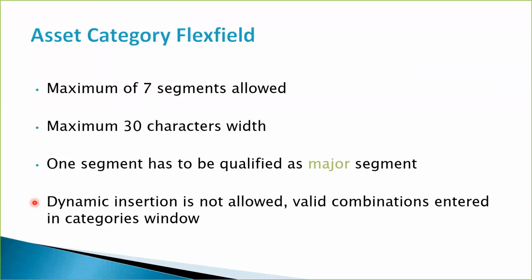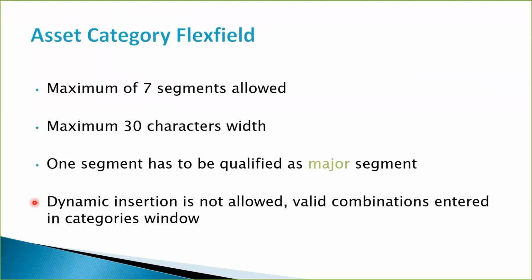But in your asset category Flexfield, a maximum of 7 segments is allowed. So you cannot have more than 7 segments. And of course, you have to have at least one segment, right? And the maximum width of the combined field should not exceed 30 characters. So the values entered in each segment combined should not exceed 30 characters.